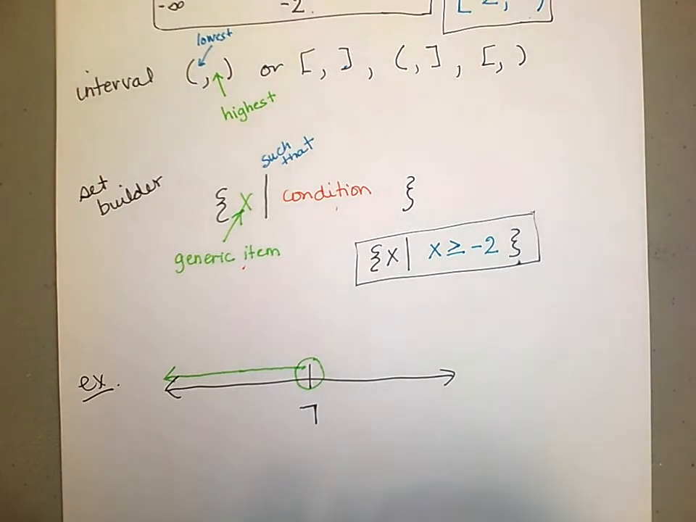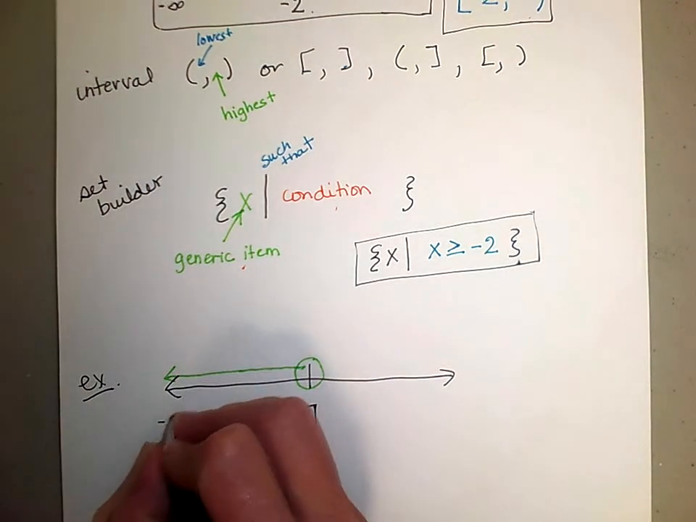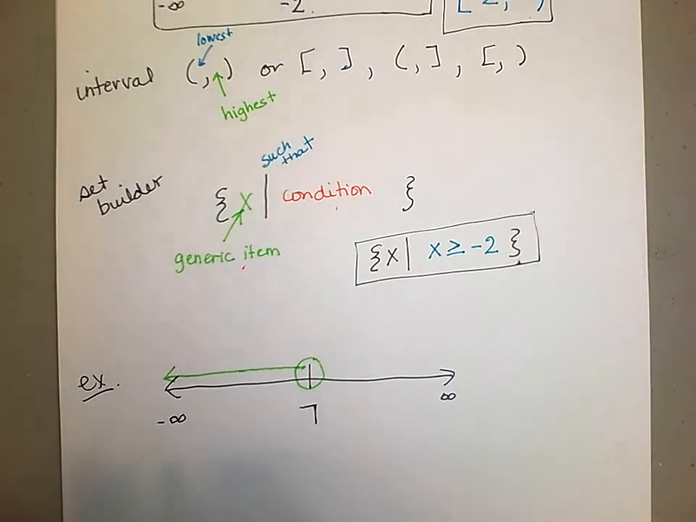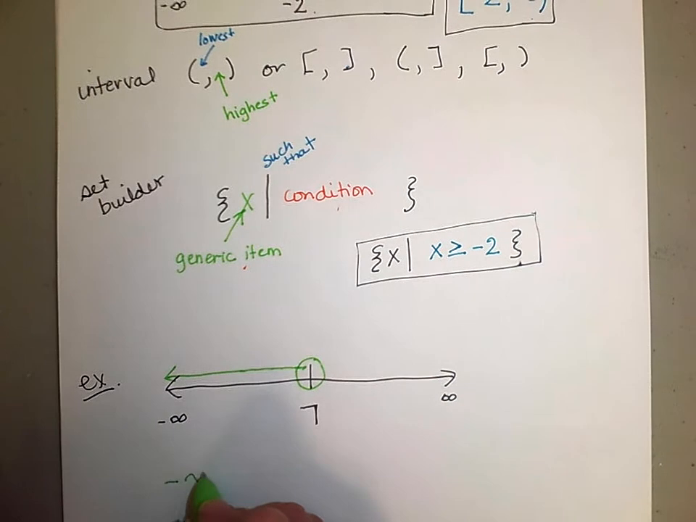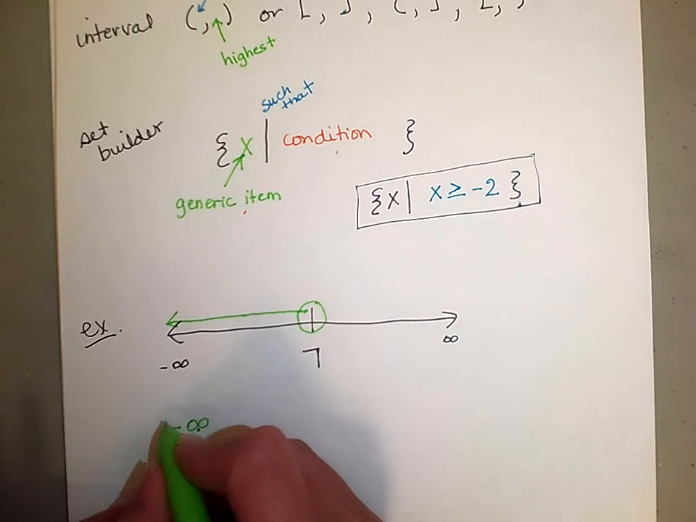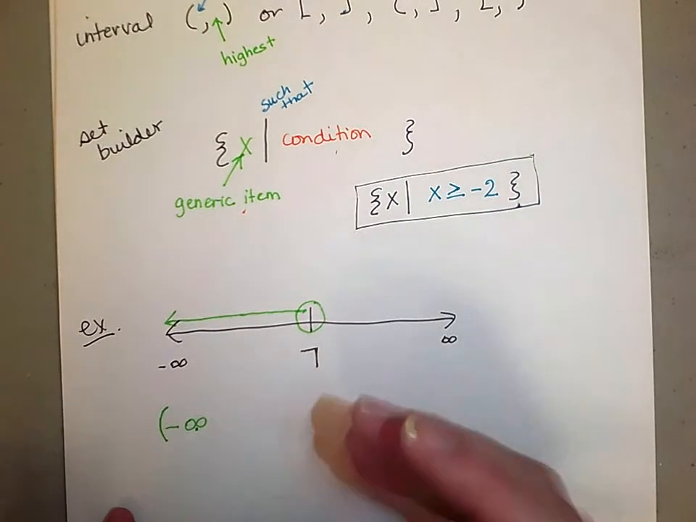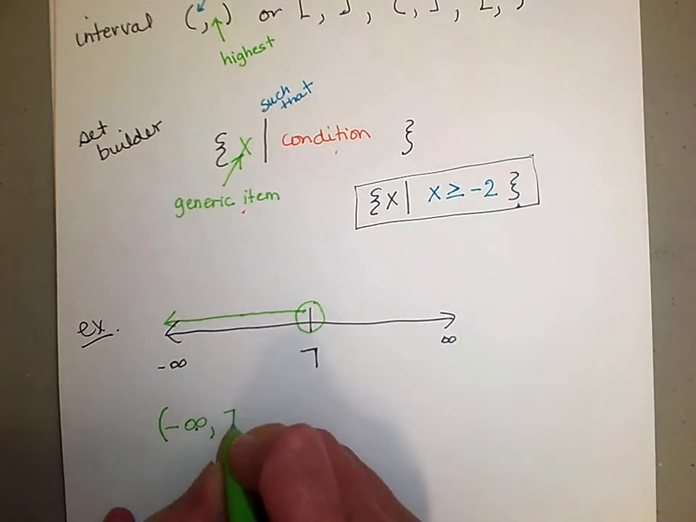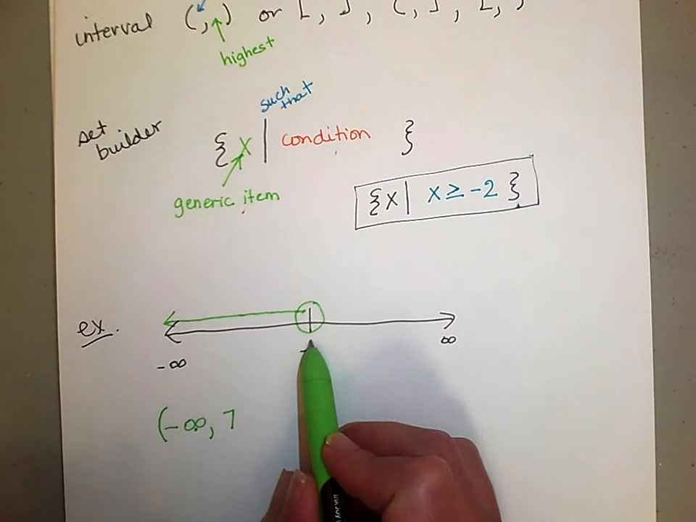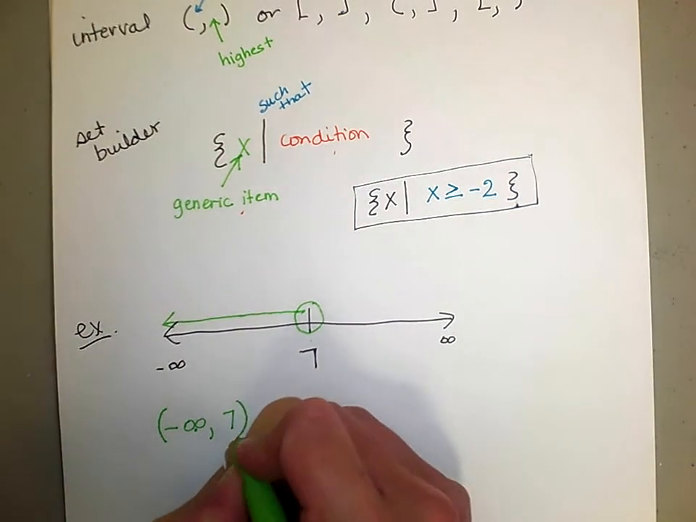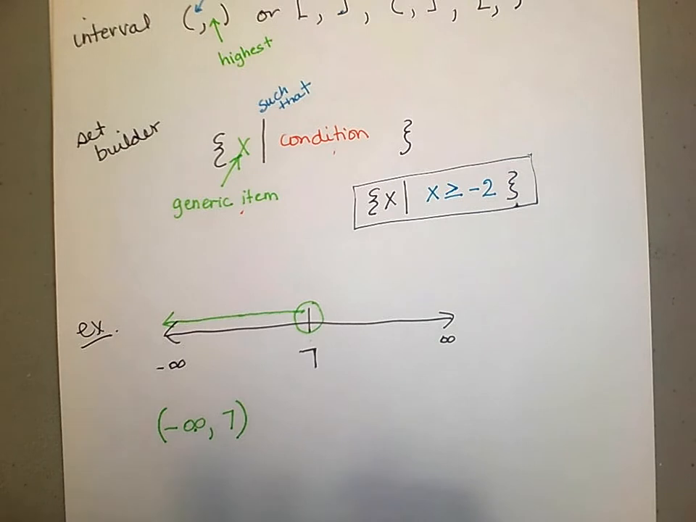The way we could write this in interval notation is, remember this is negative infinity, this is positive infinity. Okay. So the lowest number in this interval is negative infinity. Now, negative infinity is, again, not a specific number. It's a concept, so it will always get a parenthesis. And then the highest number in the set is 7, so I put a comma and then the 7. But now I can't include 7, so I will put in a parenthesis because it's not included.